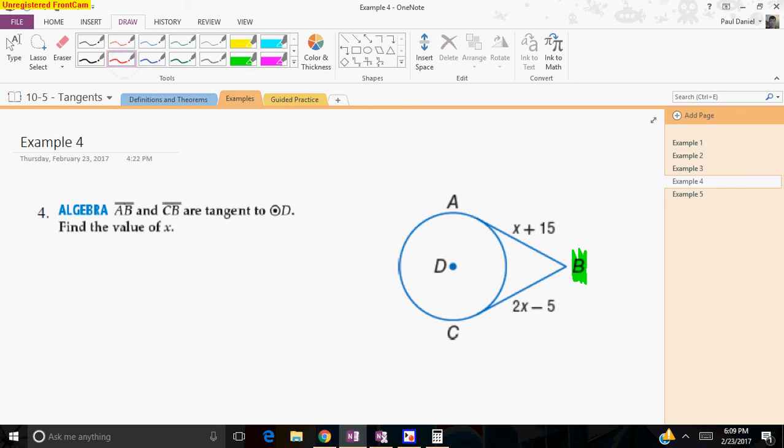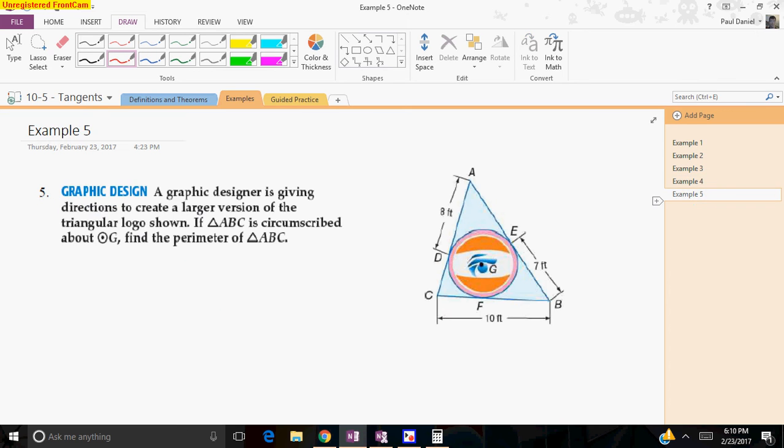That means, according to one of our theorems, that these two lines must be equal to each other. So that must mean that x plus 15 must equal 2x minus 5. And lo and behold, they actually want me to figure out what x is. So I'll subtract x from both sides and get x, and I'll add 5 to both sides and get 20. So x would be equal to 20. Okay, again, this is just very simple. Use the information given to me to solve something inside this circle.